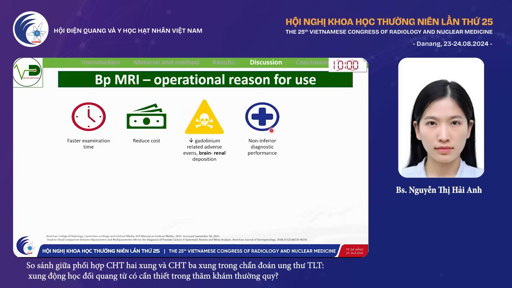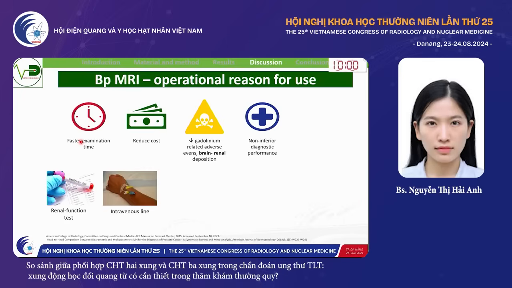So why should we consider using the biparametric? There are several reasons. Firstly, it is a faster examination. Biparametric MRI not only shortens the time for imaging, it also shortens the time to prepare the patient, including the time for the renal functional test or making the intravenous line.